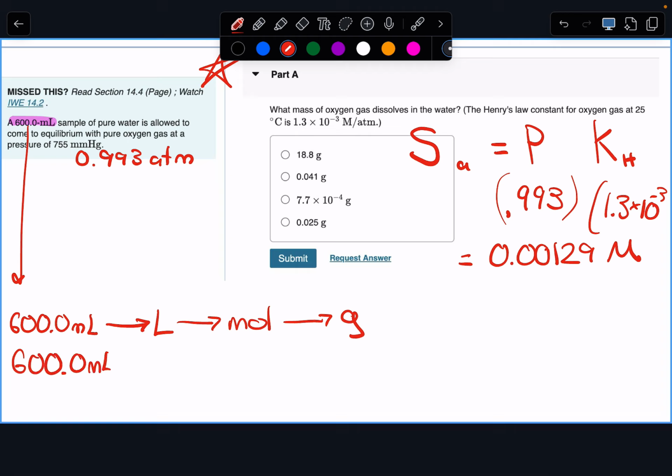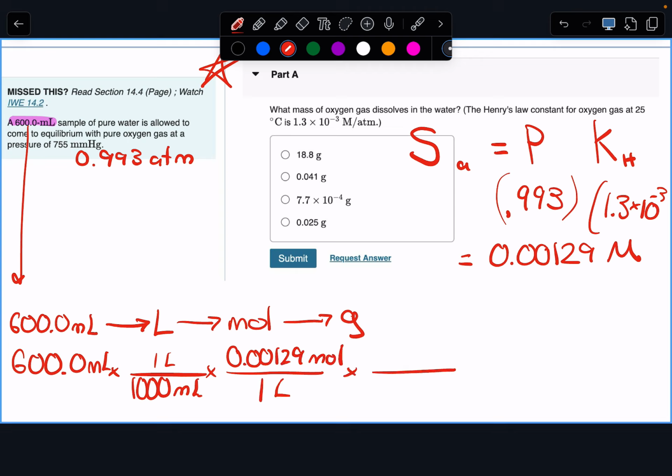Then you do a simple mole to gram conversion. So 600 mL to liters. And then using that molarity, and the molar mass of oxygen. Remember, oxygen gas is 32, it's O2.